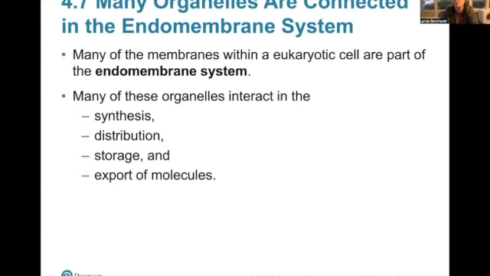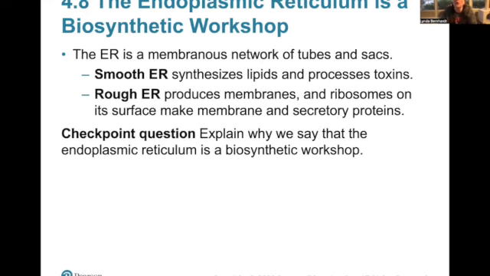Endomembrane system, endoplasmic reticulum. We just say ER for that. It's so much easier. But the endomembrane system has organelles that interact in synthesis, distribution, storage, and export of molecules. So the ER, like I just said, endoplasmic reticulum, we have smooth ER and rough ER. The smooth ER is making lipids and processes toxins. Lipids are fats and oils. Oils tend to be slick, smooth. That's the way I remember it.